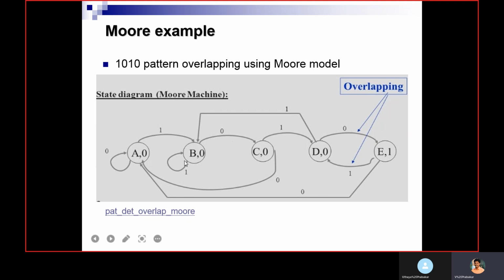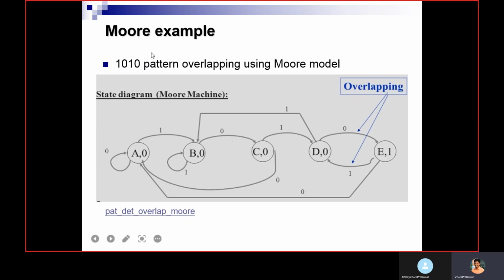Assume that we are in B. In the next sequence of input, if we receive 0, we need to move to C. From C, if we get 1, we need to move to D. After that, if we get 0, we need to move to E. Then from E, again if we get 0, it's not overlapping, and it is not going to help in detecting further this sequence. So we need to start from initial. 0 means it will move to the initial state, again it will start checking.